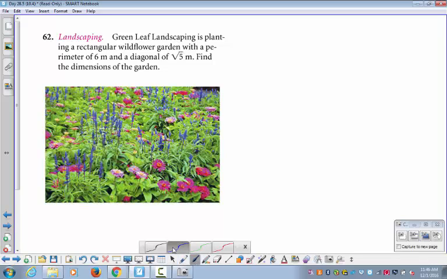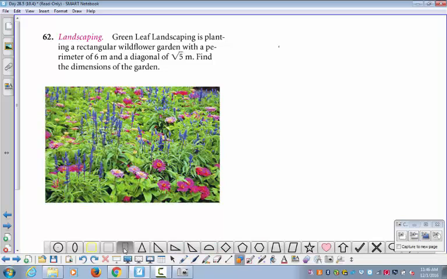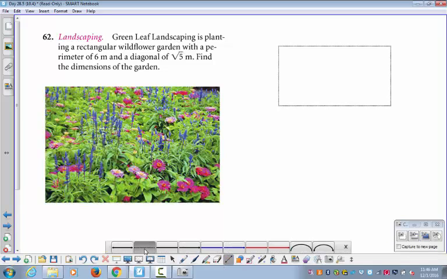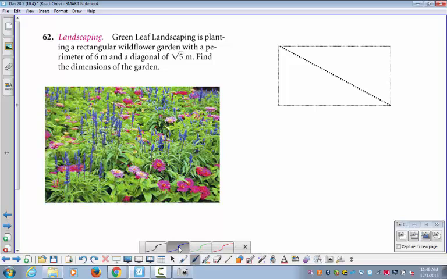All right, so we're going to deal with a rectangle here, and the answer might be a square. We don't know. It won't actually turn out to be a square in this case. So they tell us this information. They tell us that the diagonal is going to be √5 meters. And they also tell us that the perimeter is 6.